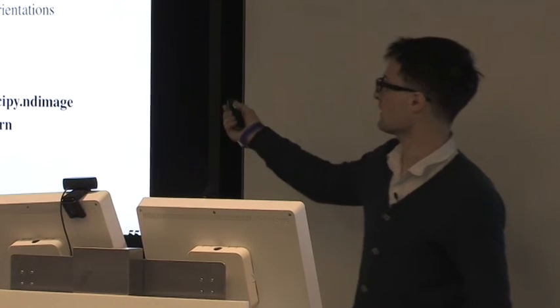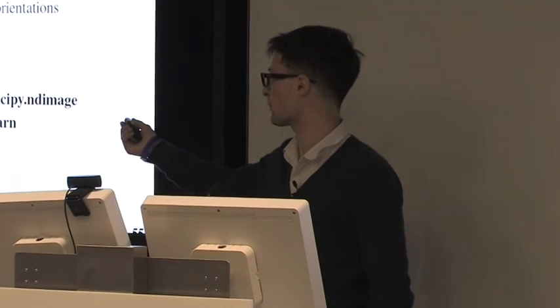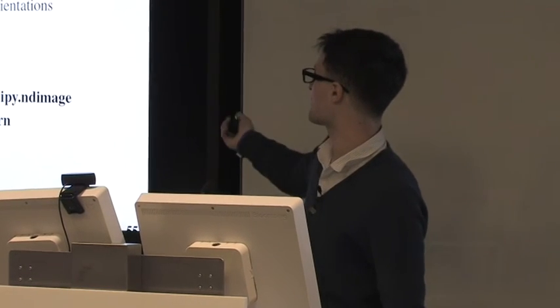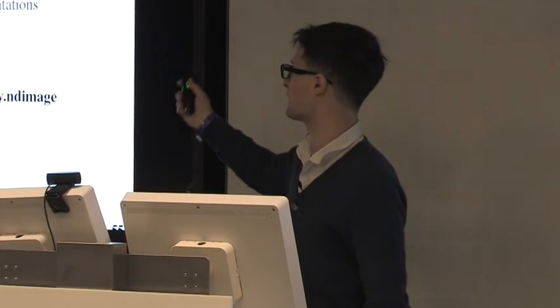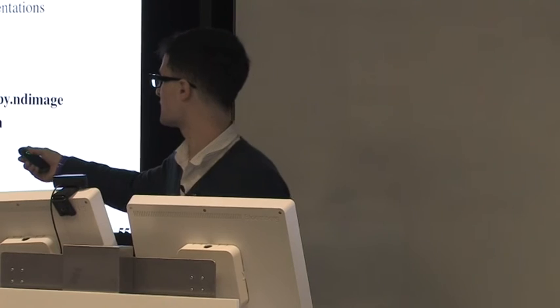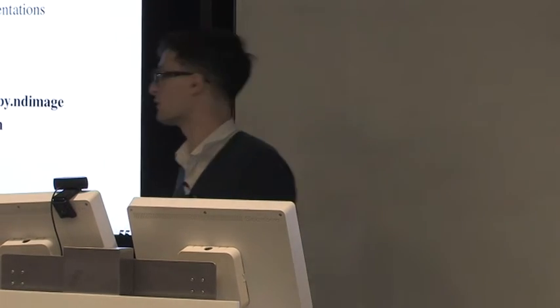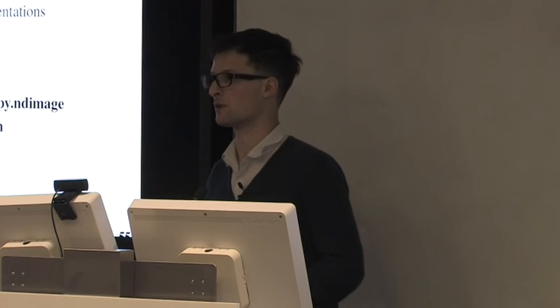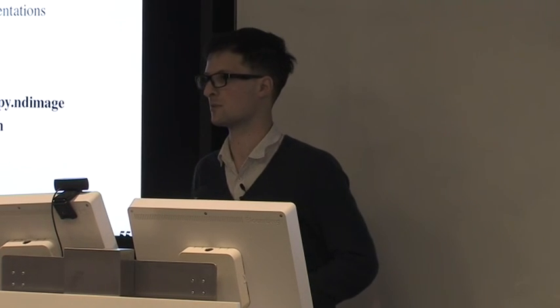From OpenCV, I used the maximally stable extremal regions and the SIFT features. From scikit-image and SciPy, I benefited from lots of image processing functionalities. From scikit-learn, I used the support vector machines and the random forests. And for everything I was missing, I used Cython to get it from C++ because it was already available in C++.